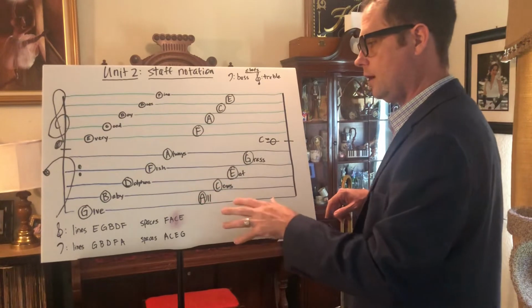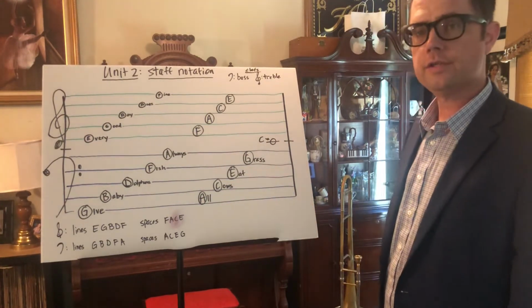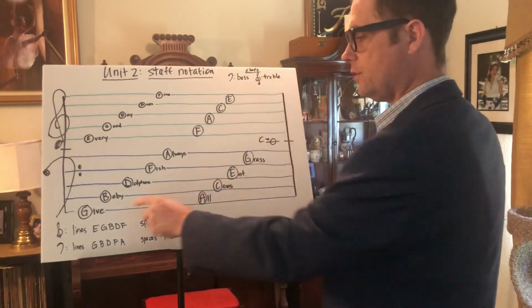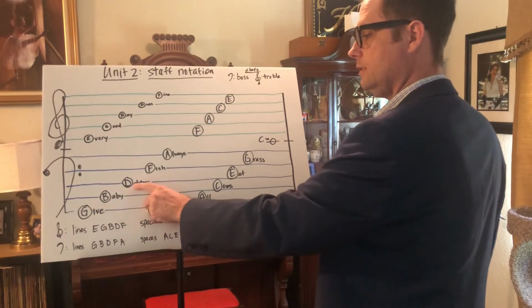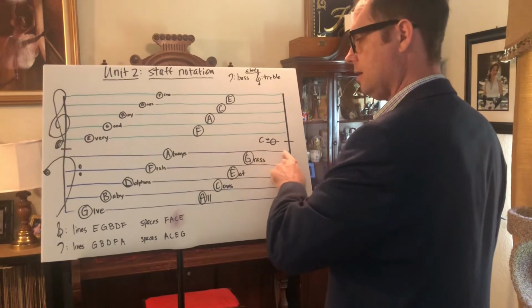So let's jump to the bass clef. Give baby dolphins fish always. That's five, so it's going to be our lines. Give, G, B, D, F, A. So any note on this line is an A.